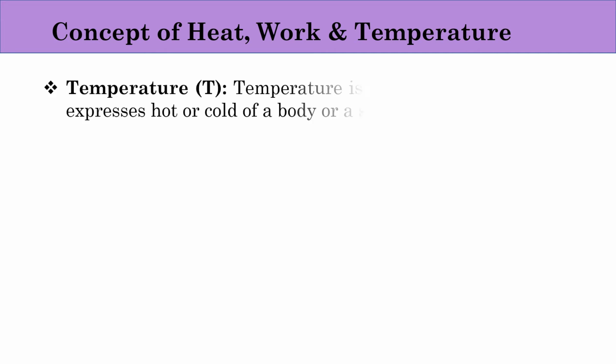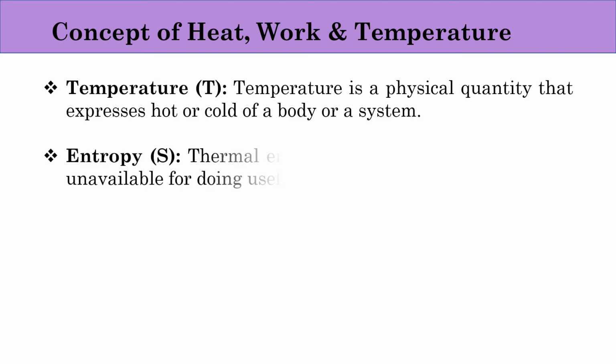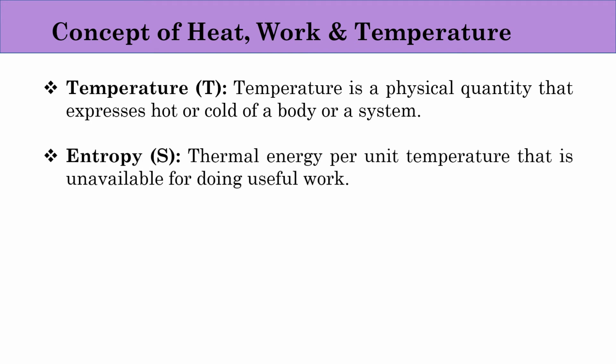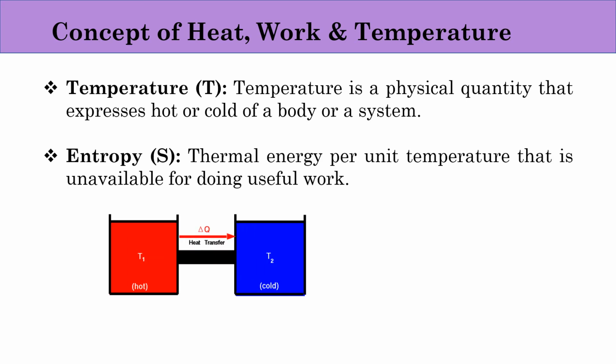Let us understand temperature. Temperature is a physical quantity that expresses hot or cold of a body or a system. Now temperature on the other hand is more to do with entropy. Now what is entropy? It is thermal energy per unit temperature that is unavailable for doing useful work. Now let us understand this with an example. We have considered two systems, one cold and another hot.